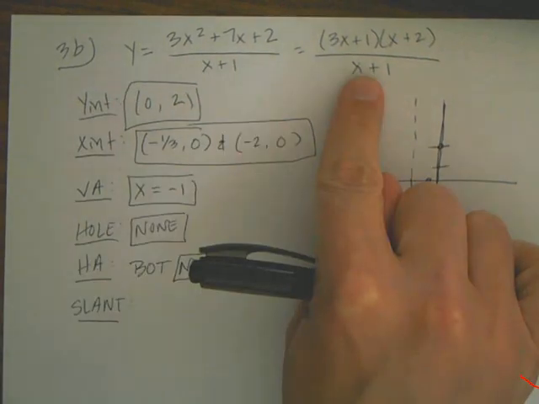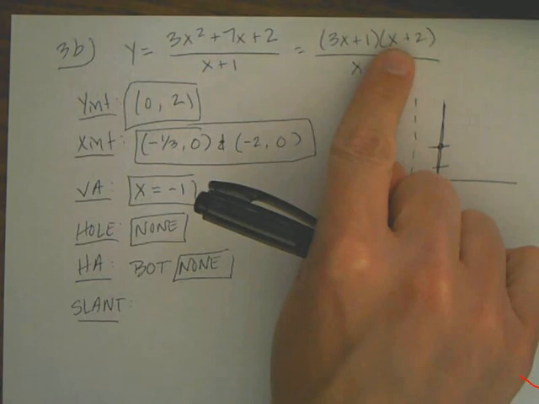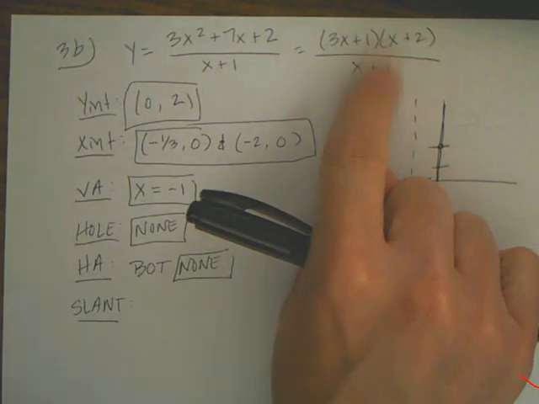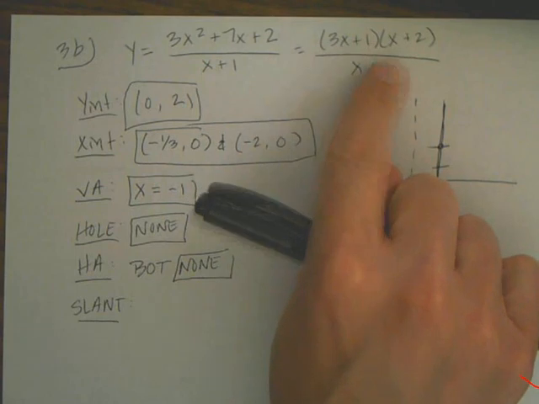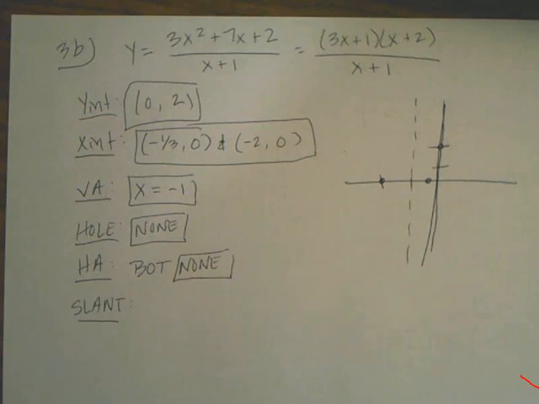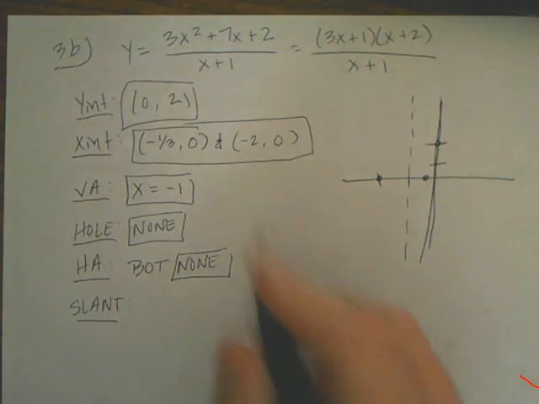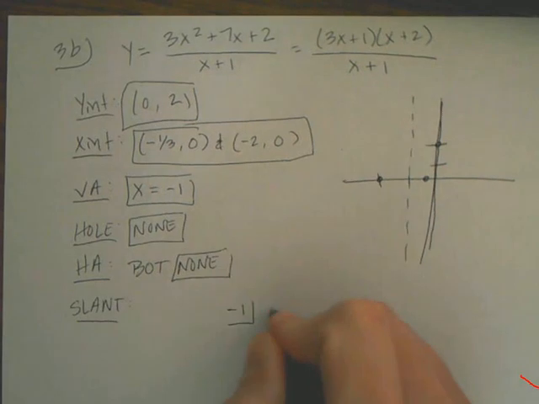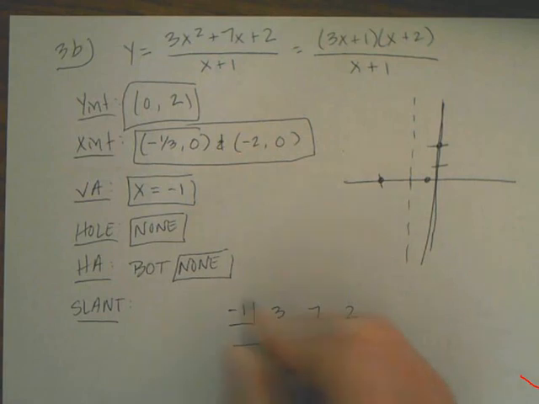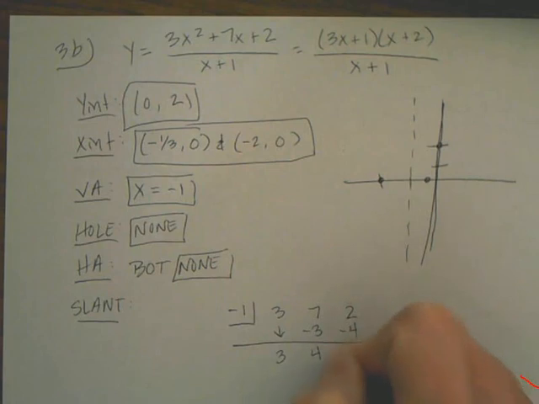That means nothing cancels. When those canceled on example 3a, we knew that that would have divided easily, leaving us with that linear function. This is not a linear function, but nothing divides evenly, so we're going to have a slant asymptote. The way you get the equation for your slant asymptote is by using synthetic division and actually doing this division problem. So -1, 3, 7, 2. 3 comes down, -3, 4 comes down, -4, -2 is our remainder.